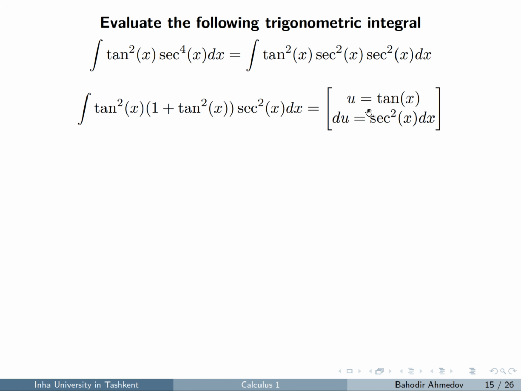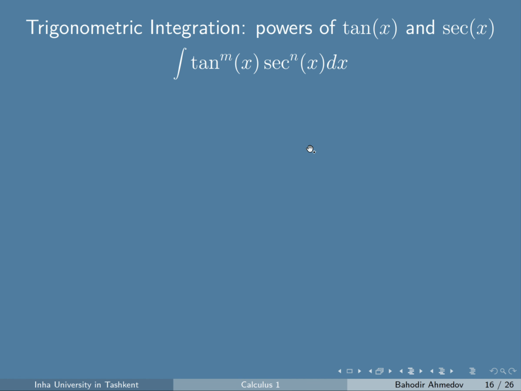So here the substitution is u is equal to the tangent of x, du is equal to secant squared of x dx. By introducing all the substitutions, this is going to be u squared, this is going to be 1 plus u squared, this is going to be du, right? So after the integration, we can simply get the answer.